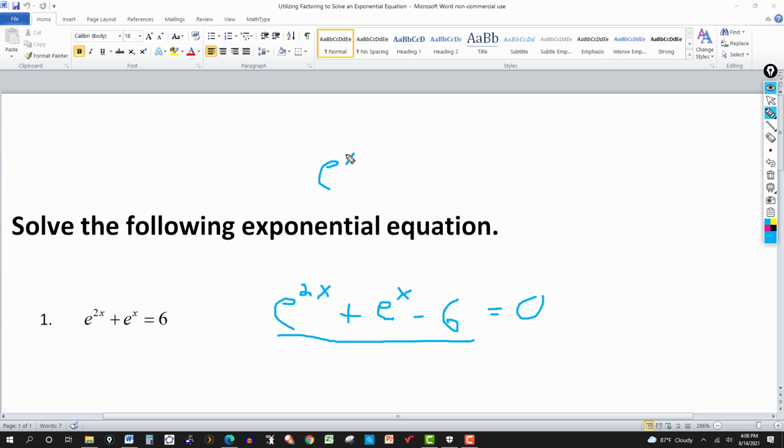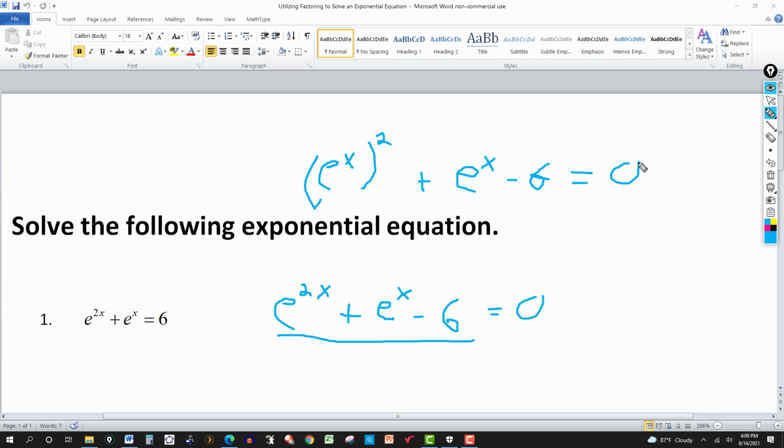I can write this as e to the x squared. It's a power to a power. We multiply the exponent, so this is the same thing as this, plus e to the x minus 6 is equal to 0.